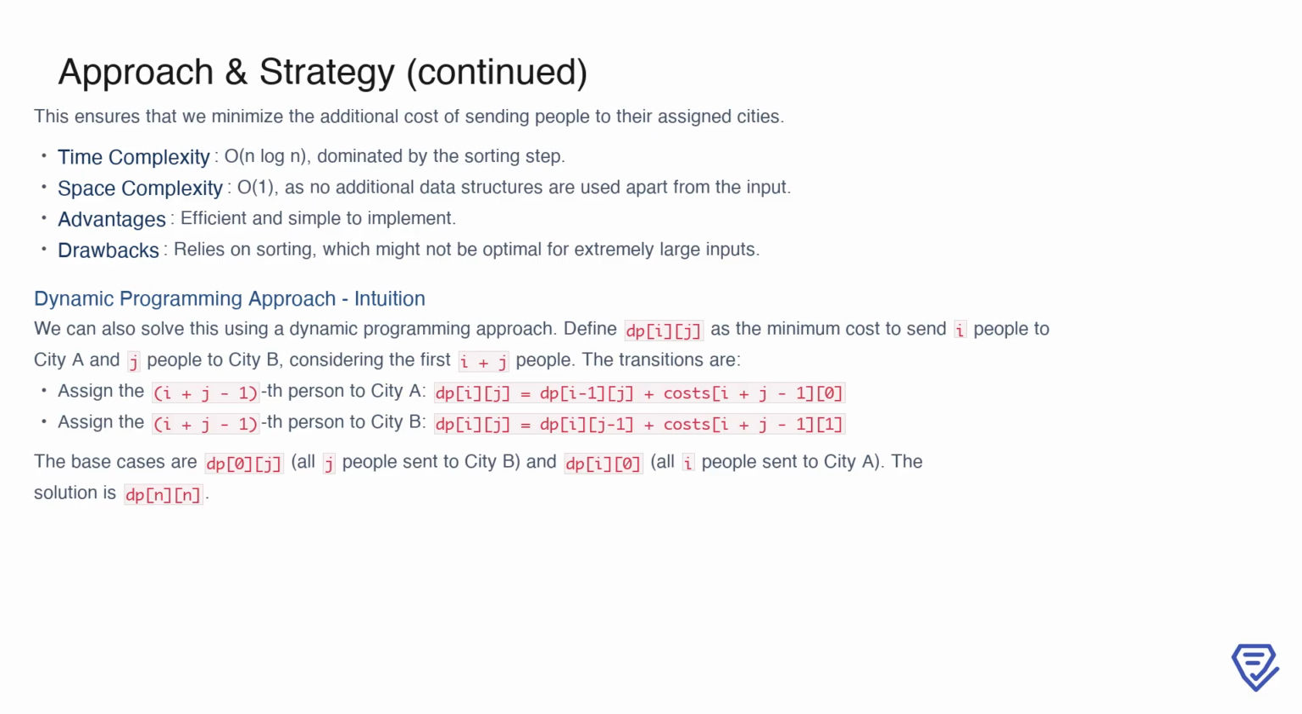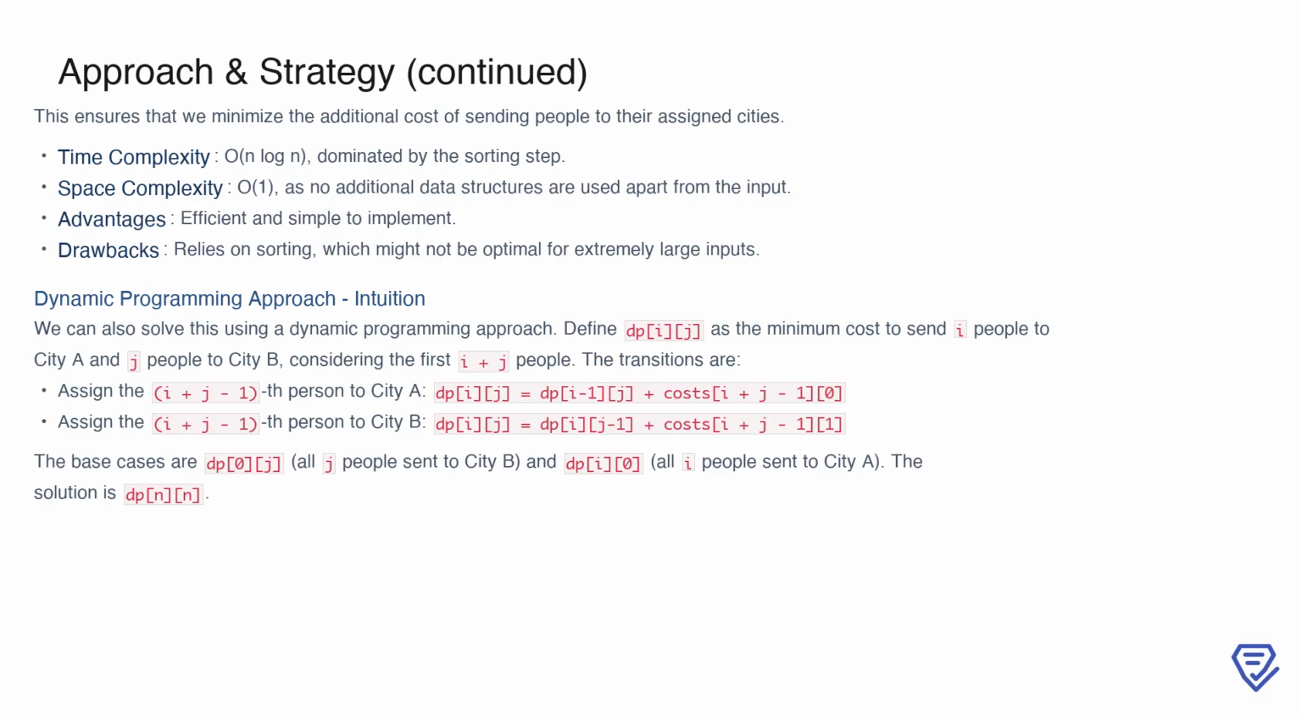The time complexity of this approach is O(n log n), dominated by the sorting step, and the space complexity is O(1), since no additional data structures are required beyond the input. This makes the greedy approach both efficient and easy to implement. One limitation, however, is that sorting can become a bottleneck for extremely large inputs.